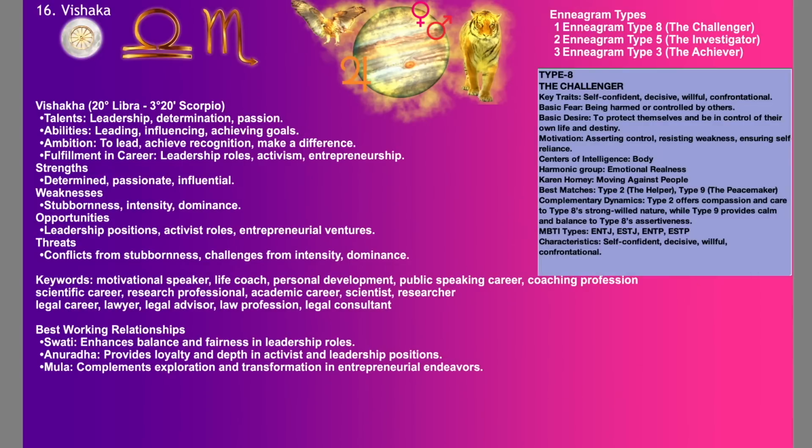So the first Enneagram type we are looking at is type 8, the challenger. The key traits there being self-confident, decisive, willful, and confrontational. See, there is a power of Agni and Indra in this nakshatra. So it's a very powerful, deterministic type of nakshatra here. Okay, the energy we are talking about is one who's determined to get to the target at all costs and taking all sorts of help to get there. Quite determined. The motivation is asserting control, resisting weakness, and ensuring self-reliance. All are the characteristics of this nakshatra.